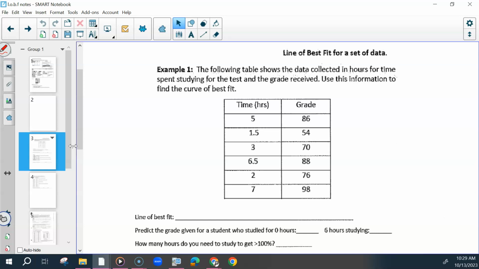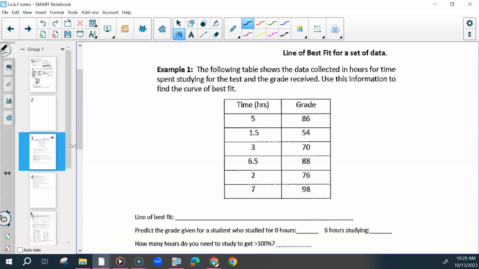Okay. So you're going to be given a set of data that could be as ordered pairs or a table. It depends. For example 1, we have the time in hours students spent studying for a test, not you guys or any of my students, this is random data, and then their grade based on the hours spent studying.